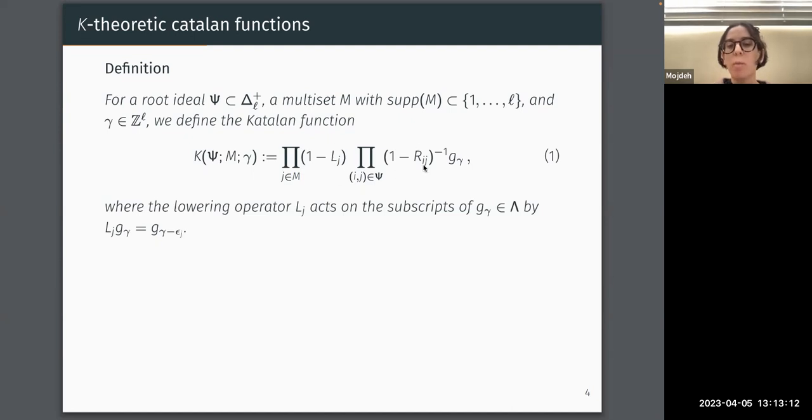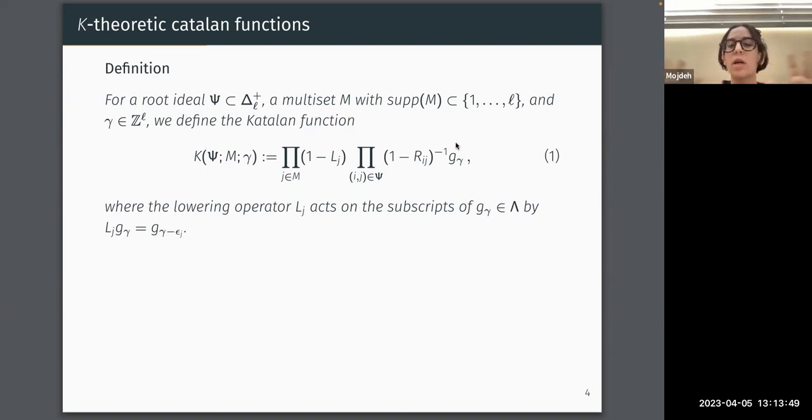A raising operator, Rij, takes a symmetric function's subscripts and increases one of them by 1. It increases the ith part by 1, and it decreases the jth part by 1. The lowering operator does something very similar. It doesn't raise at all. It only lowers, decreasing the jth part by 1. And this G gamma, I'm not going to define it, but it's just some function.